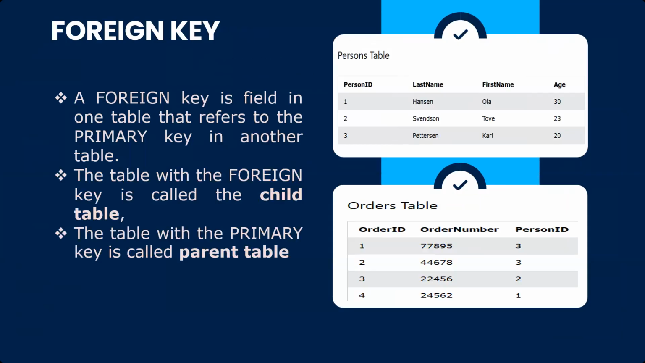Absolutely, here the person's ID will be the primary key column. Whatever the primary key column in the parent table is would become the foreign key in the child table.